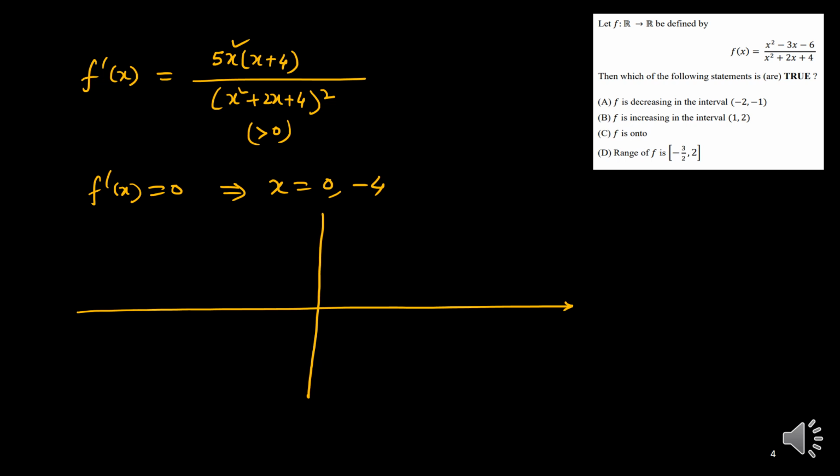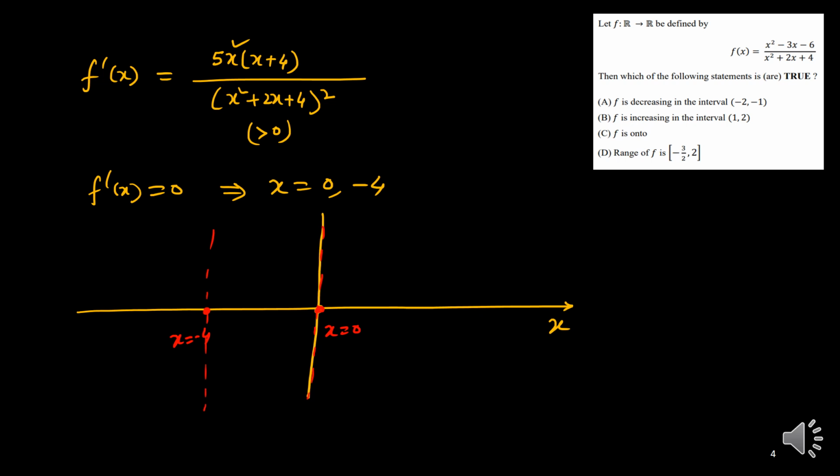So what you will do, you will place these values where the derivative is becoming 0. This is x equal to 0, I will use another color, and this is the point x equals minus 4. So here I will put one vertical line, and here I will put another vertical line. This is your x axis. Fine.